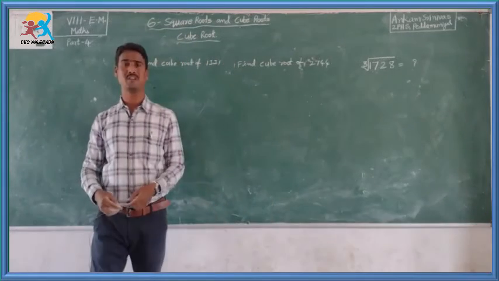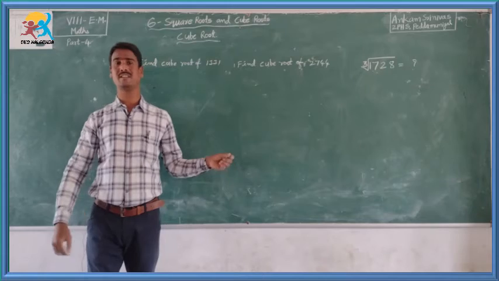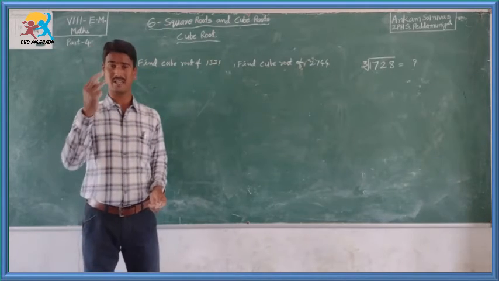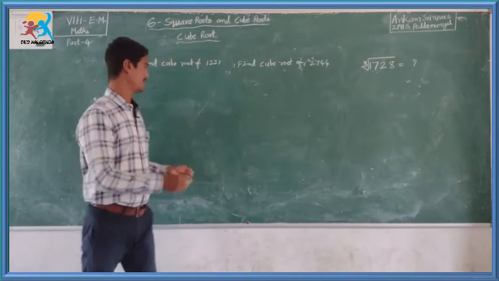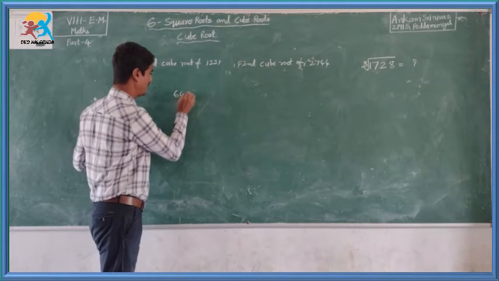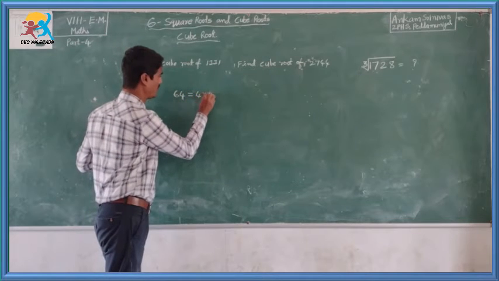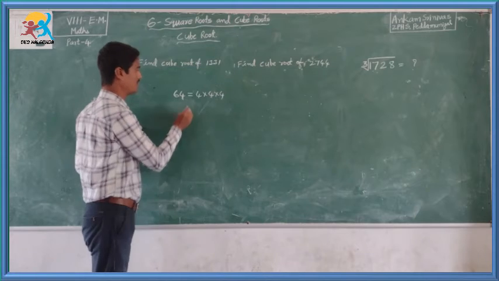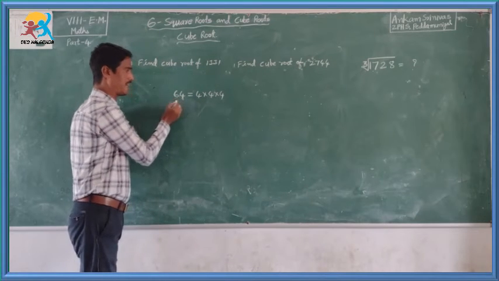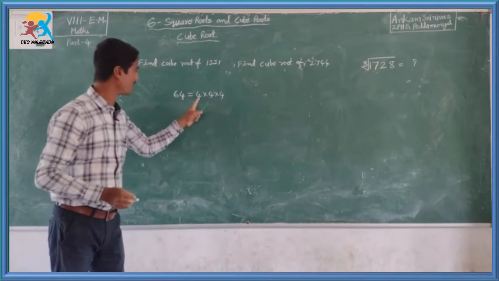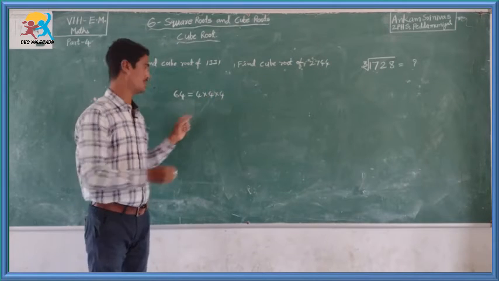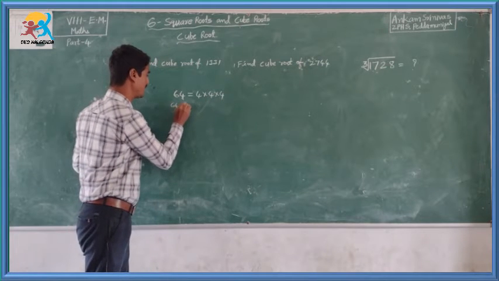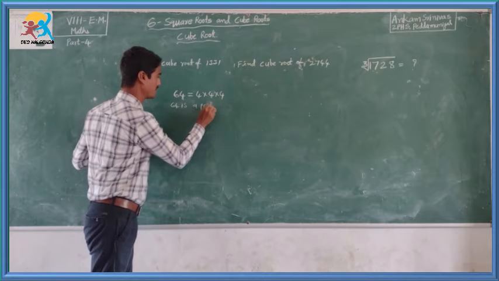We know the perfect cube. What is a perfect cube? A number which can be written as a product of 3 same numbers. Suppose 64 is 4 into 4 into 4. So 64 is written as a product of 3 same numbers. So 64 is a perfect cube.